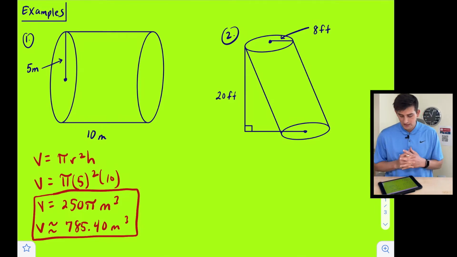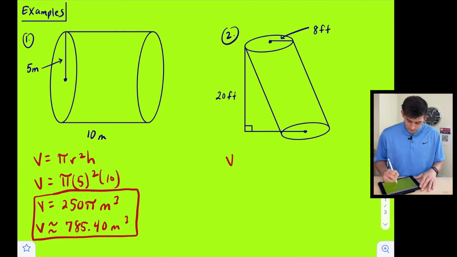All right, number two, we have a cylinder that is slanted a little bit. Remember, by Cavalieri's principle, the volume is still going to be the same as if this cylinder were straight up and down. So we just need to focus on the radius and the height. So volume is equal to pi r squared times height. So pi, our radius is 8, and our height is 20.